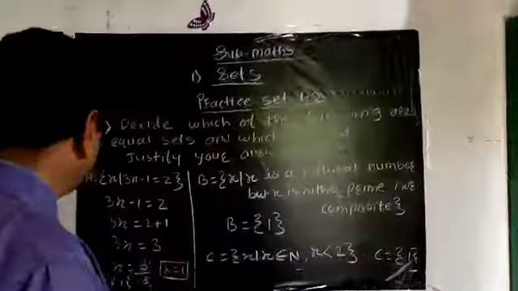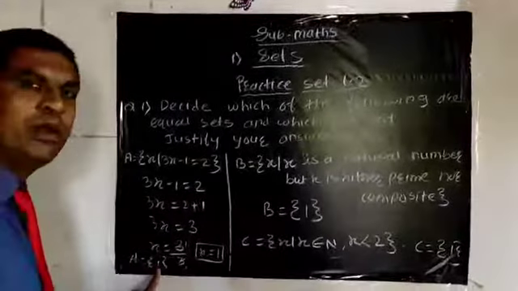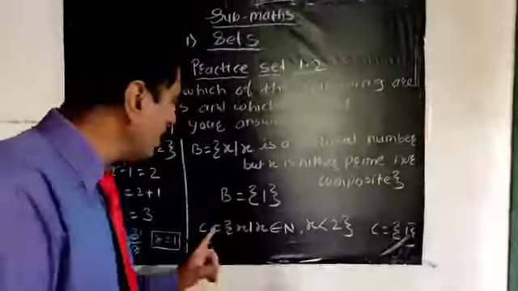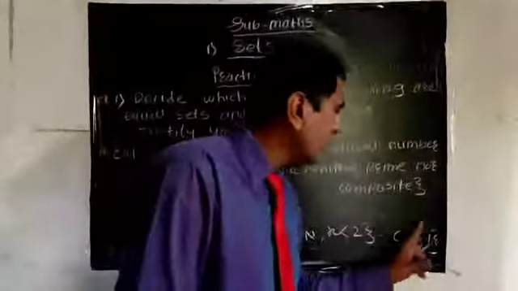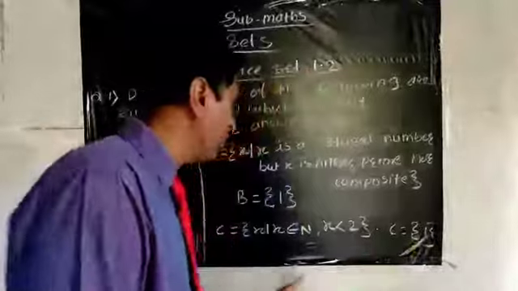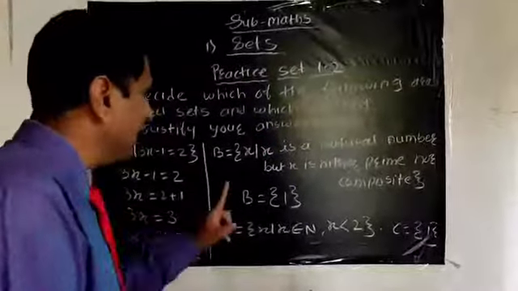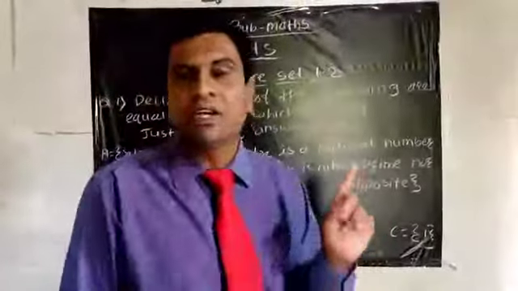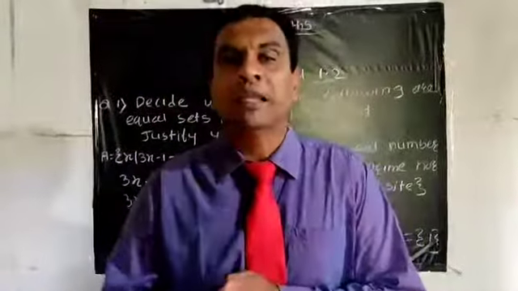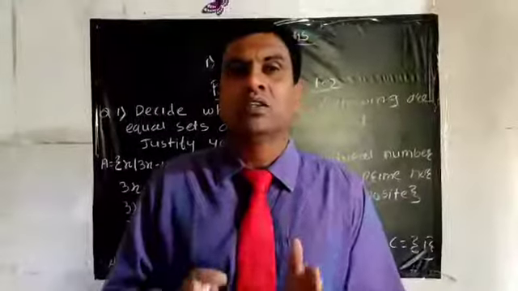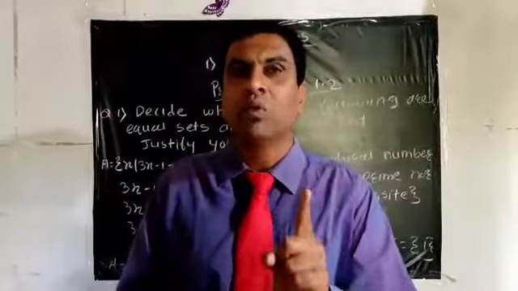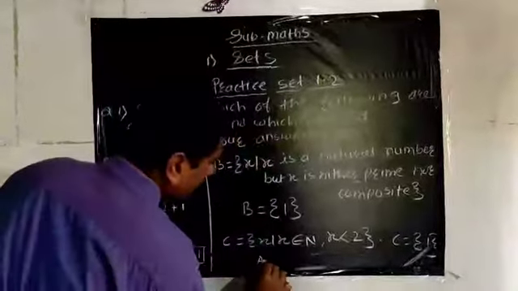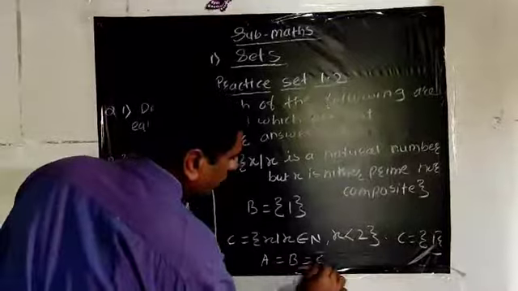Now see, in set A there is one element, 1. In set B there is also one element, that is also 1. And in set C, that is also 1. It means in set A, set B and set C, when we convert these three sets from rule method into listing method, we get only one element and that is 1. All the sets have equal elements. Therefore, set A equals set B equals set C.